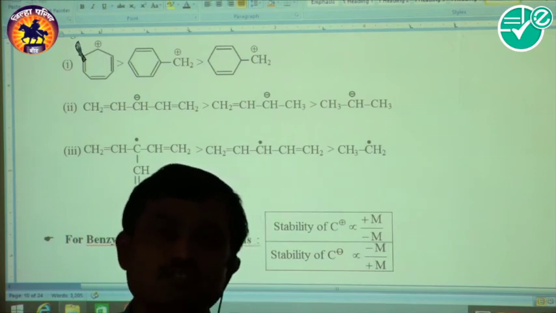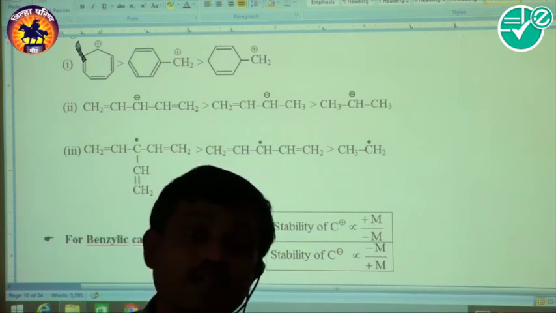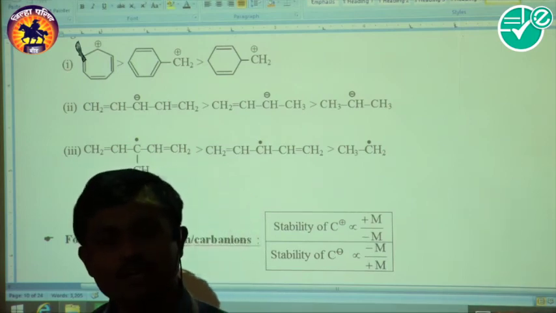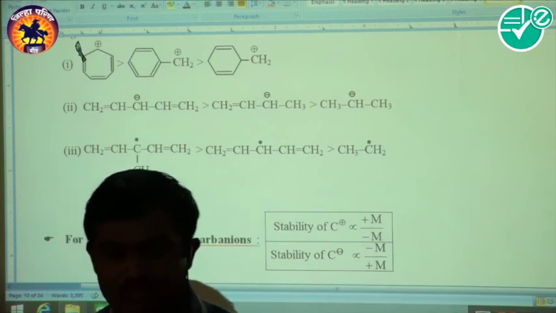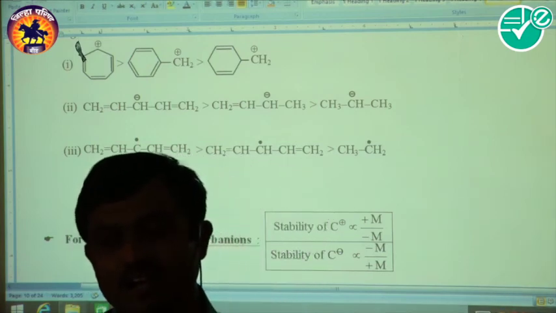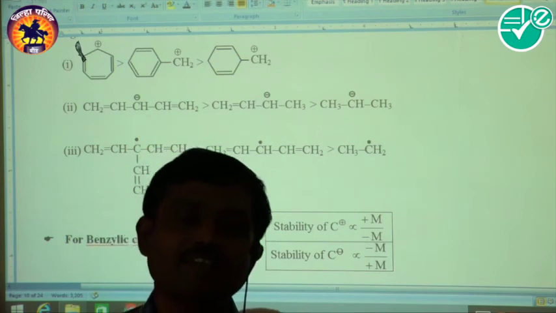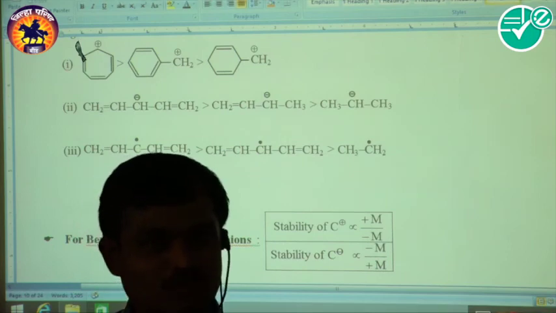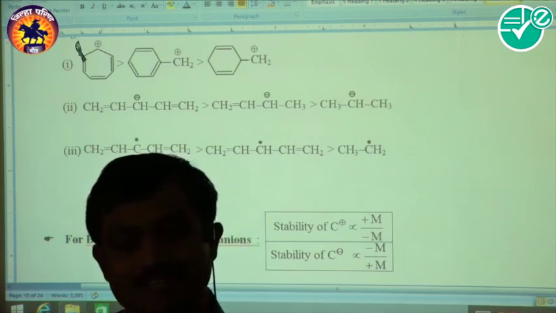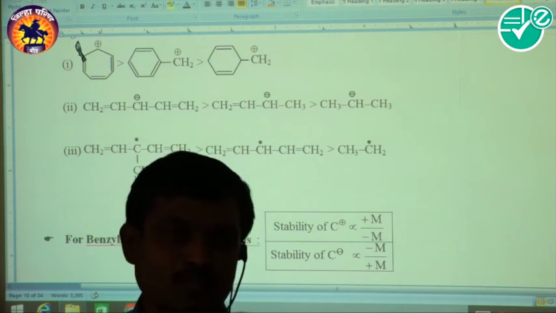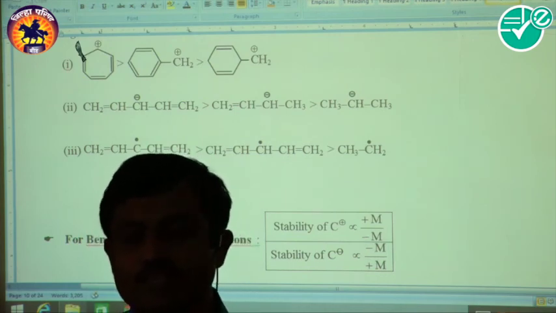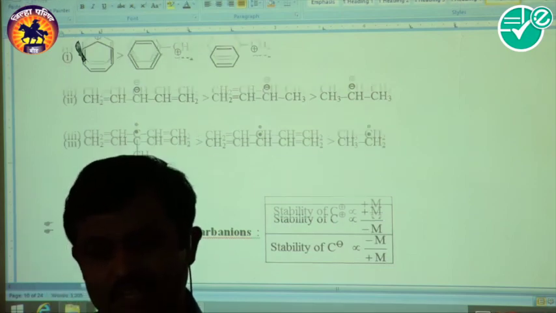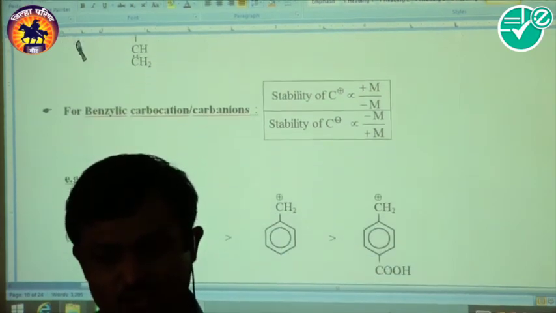And here the stability of the carbanion, just like the inductive effect, we already learned that it is directly proportional to the negative inductive effect. In the same way the carbanion has more stability due to the minus mesomeric effect, and it is less stable due to the plus mesomeric effect. The same reasoning applies to the carbocation and carbanion.